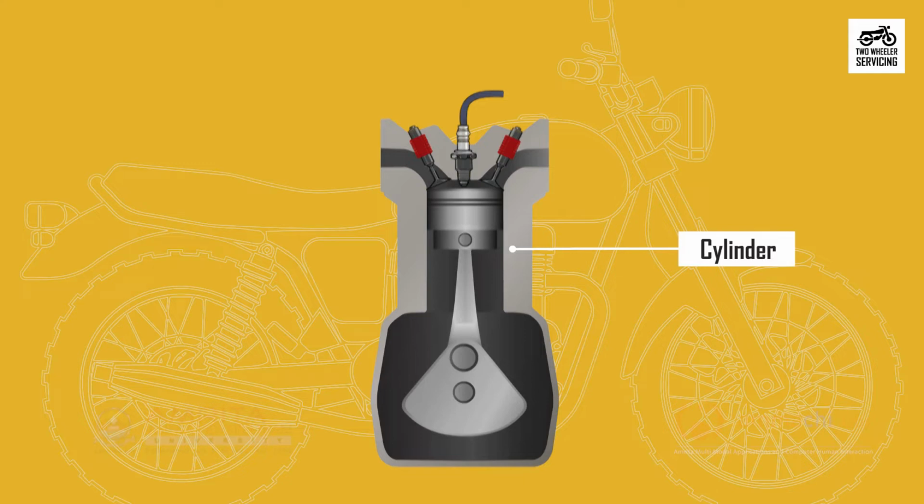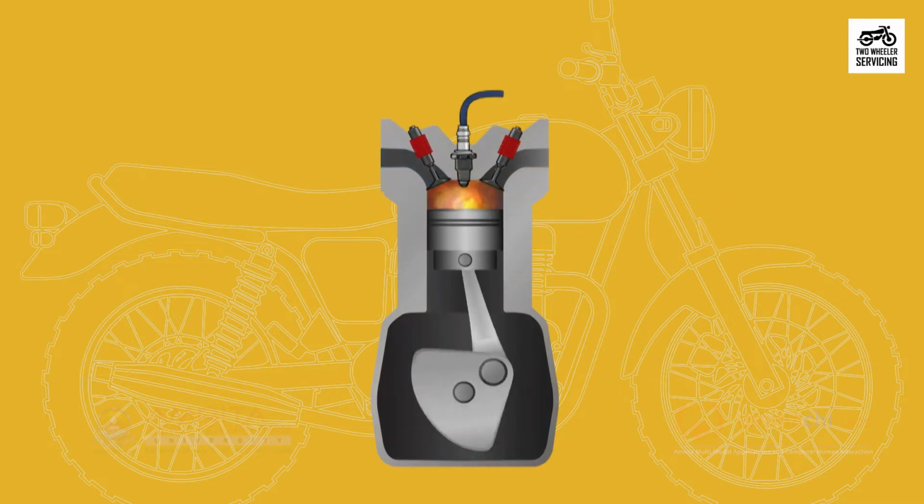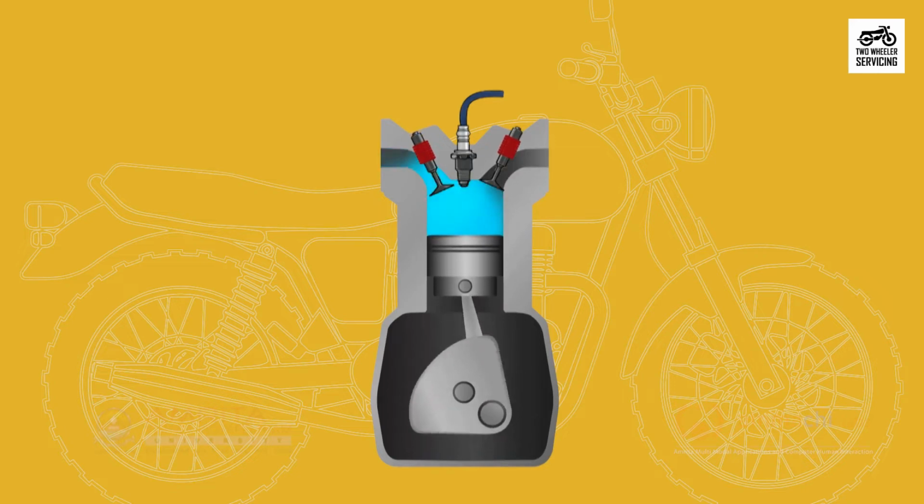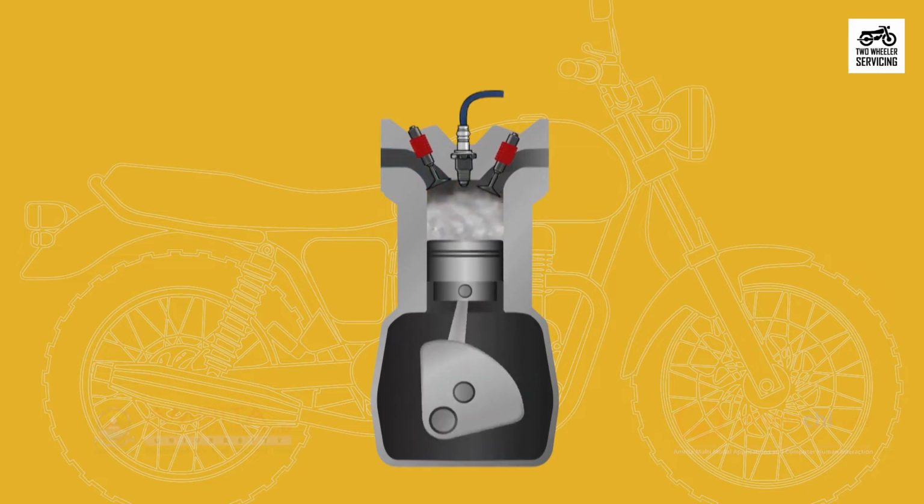Cylinder. Cylinder is the main part of an engine. It is the part in which combustion of fuel takes place. Piston. Piston is a cylindrical structure with a flat surface at the top. It is the component that moves up and down in an engine cylinder. It compresses the fuel-air mixture.